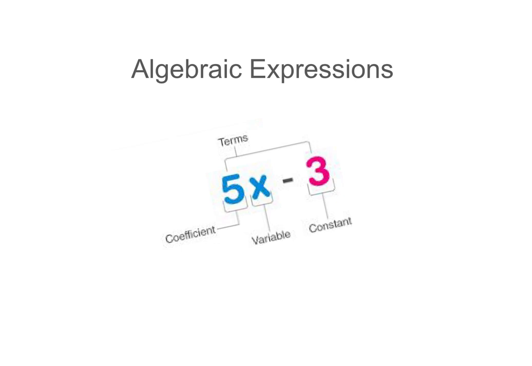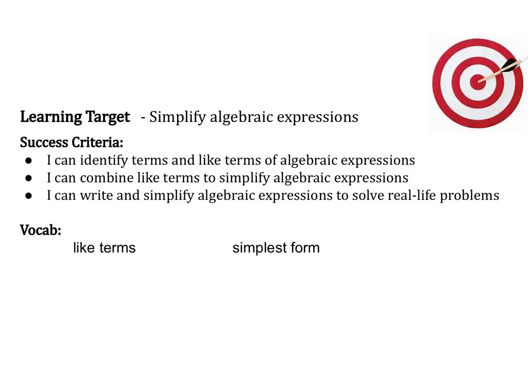Hi everyone. This lesson is Chapter 3, Lesson 1, and it's called Algebraic Expressions. Your learning target is to be able to simplify algebraic expressions, which basically just means combine like terms. Success criteria is I can identify terms and like terms of algebraic expressions. I can combine like terms to simplify, and I can write and simplify algebraic expressions to solve real-life problems. Key vocabulary is like terms and simplest form.